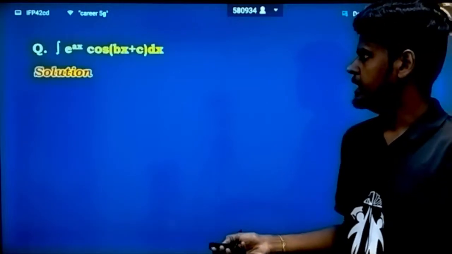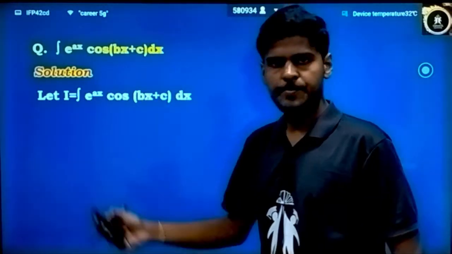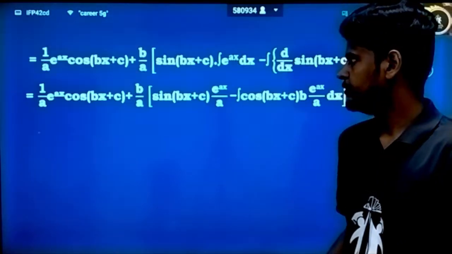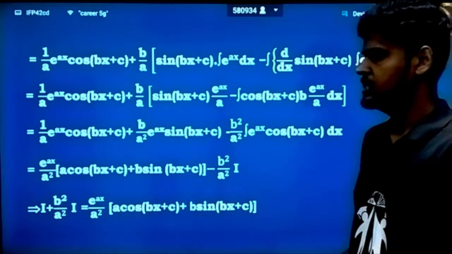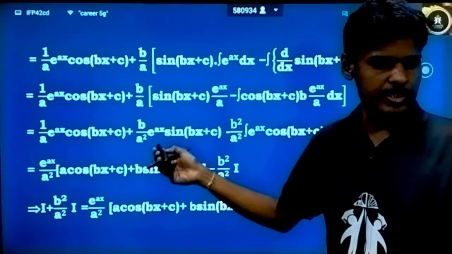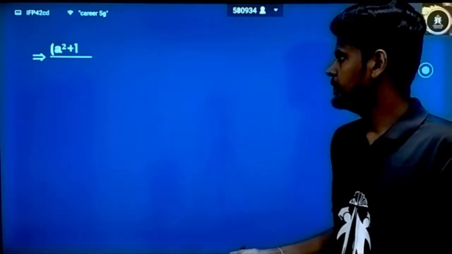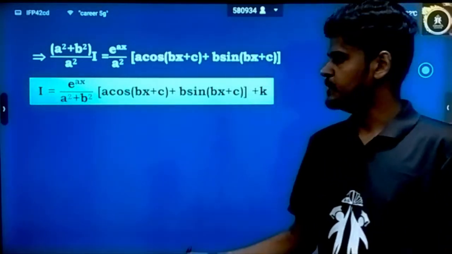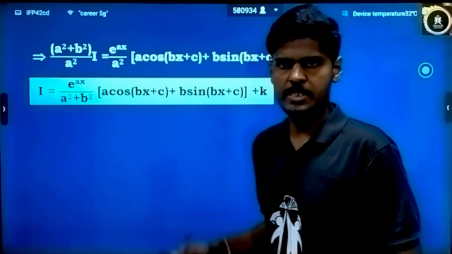In the same way we can do for the other integration, e power ax into cos bx plus c dx. It is the same procedure. We can directly go through the result. Everything will be the same as the previous question. Just choose the first and second functions and do this yourself. Take this question as homework. So the final answer comes out to be e power ax by a square plus b square into a cos bx plus b sin bx. You should remember these results.